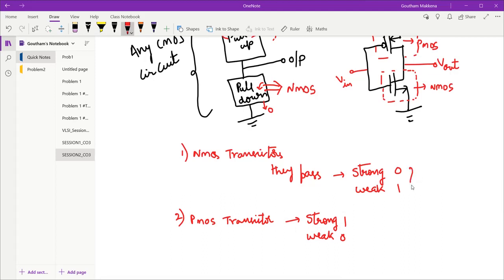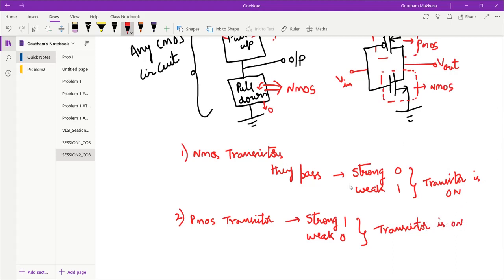Of course these two conditions are true when the transistor is on, isn't it? I think we have done so much analysis on transistors, and we are very well aware of the voltage conditions at which the NMOS transistor is on and the PMOS transistor is on. So these two conditions are true when the transistor is on.